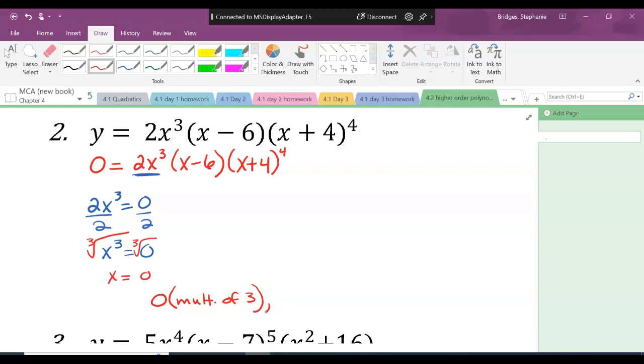Then we're going to do the next factor, the x minus 6. We're going to set it equal to 0. We're going to solve that for x. And this answer occurs how many times? Just once. There's no exponent on the outside of that parenthesis. So there's nothing else I can do, no other solutions from that part. And so x is going to be 6 that one time.